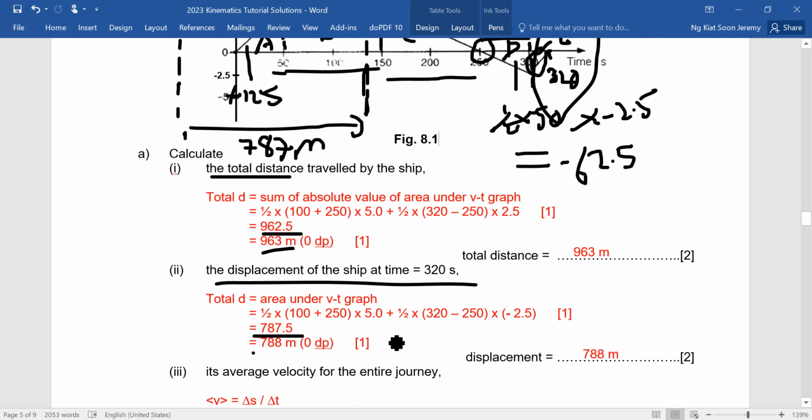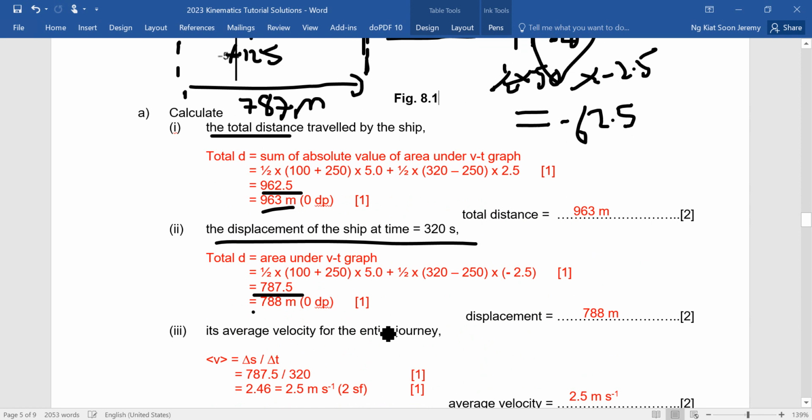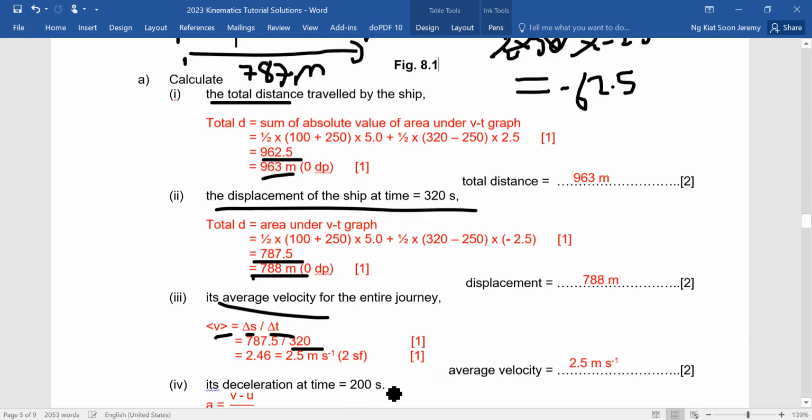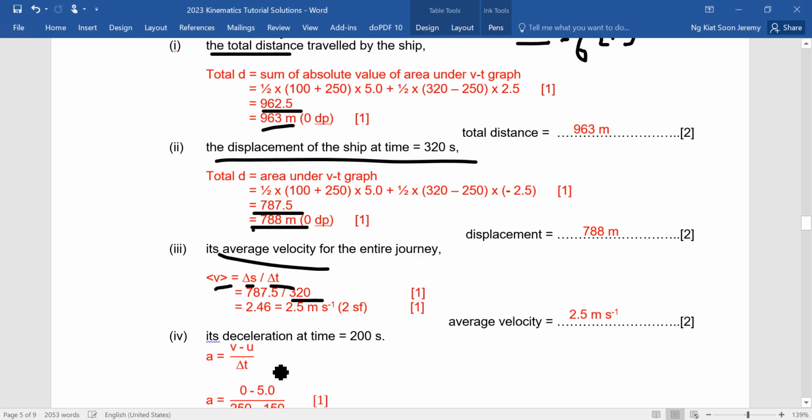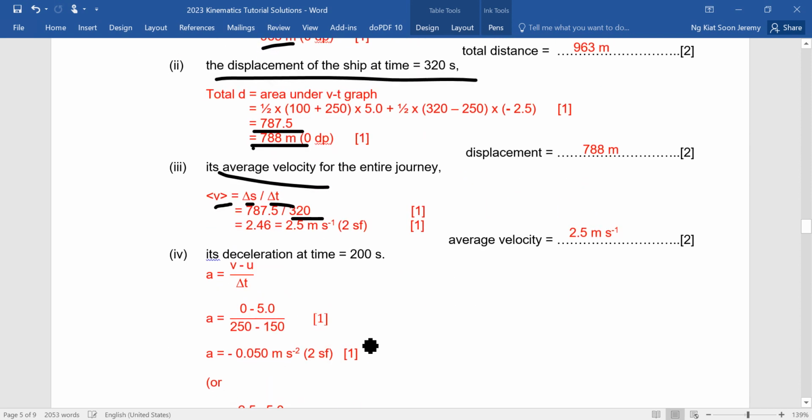Stay tuned for the next part. Actually, I'll do the average velocity first. Average velocity is just change in displacement over change in time. So it's easy. I take the change in displacement, and I know the time taken is 320. So average velocity is an easy part to cover. I think deceleration here is also easy, so I'm going to cover it in this video. Sorry, I'm going to extend it a bit longer.